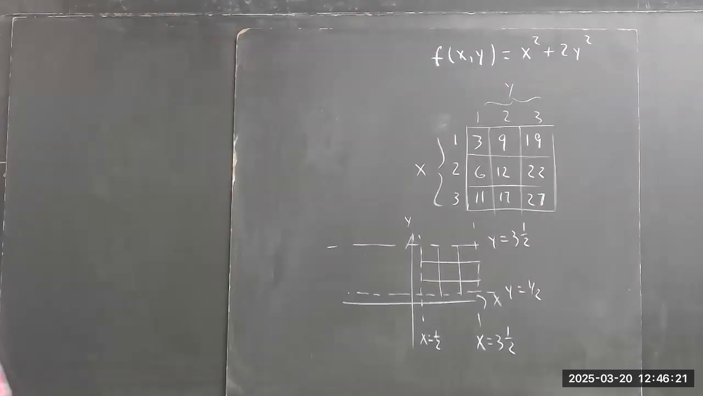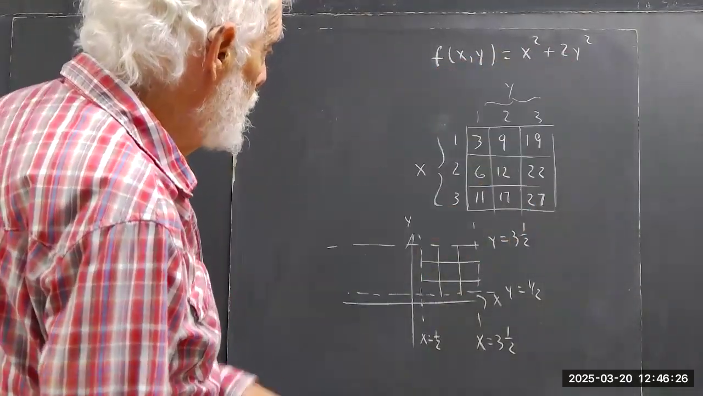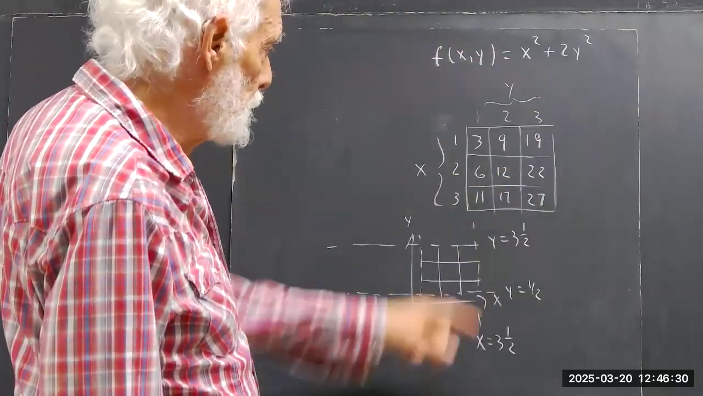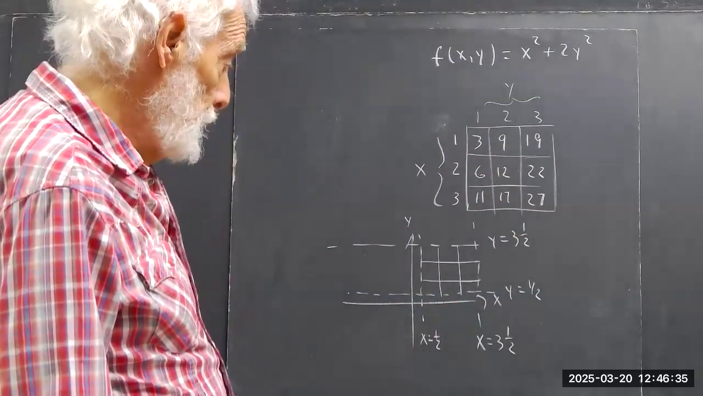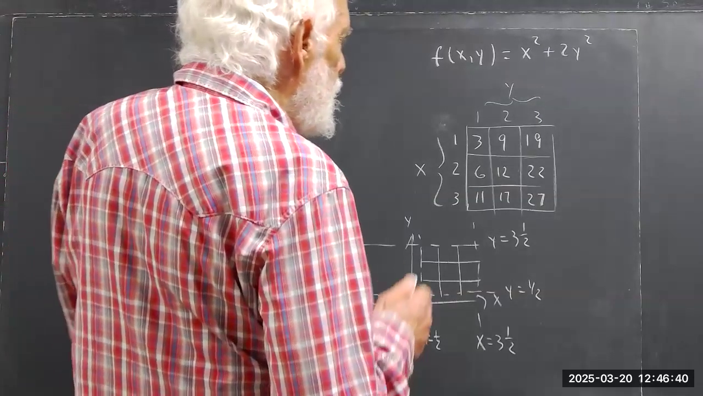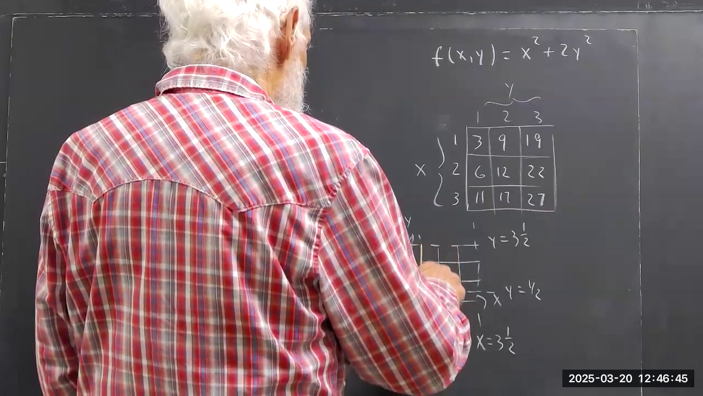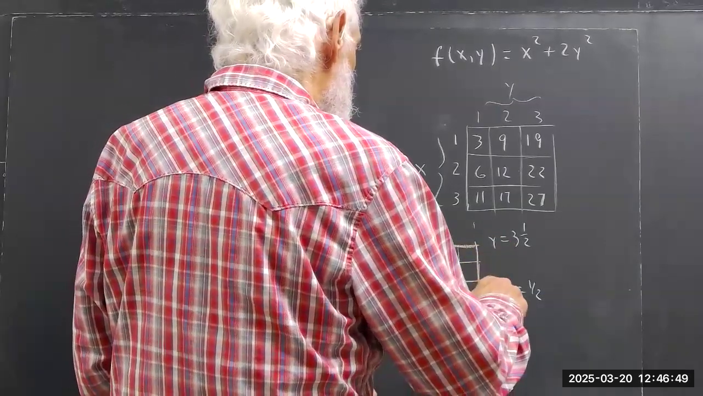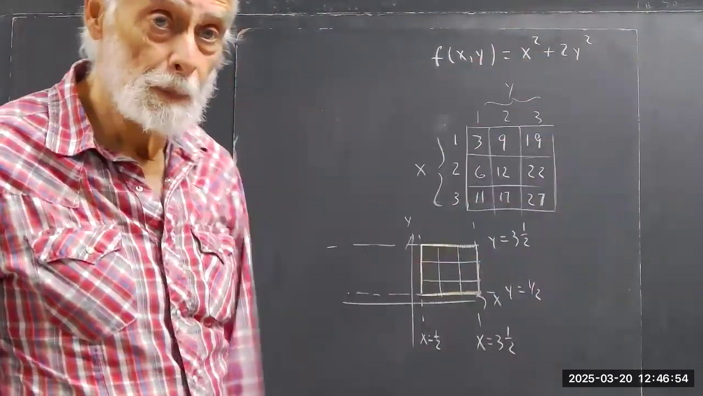Okay. So we've got a function f of x, y equals x squared plus 2y squared. And I've asked everybody to make a table where x takes values 1, 2, 3, and y takes values 1, 2, 3. And we easily get these 9 values. This table is going to correspond to values of the paraboloid. It's just an elliptical paraboloid.